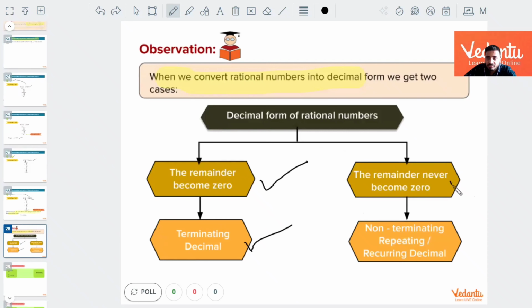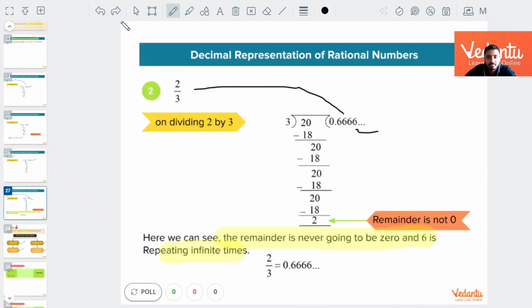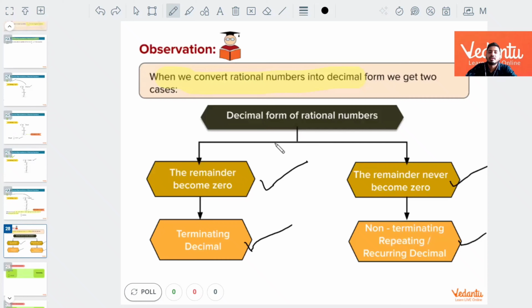When the remainder never becomes 0, it is non-terminating, repeating, or recurring. See this example. The remainder is not 0, and the quotient is continuously repeating. So the decimal number here is continuously repeating. The other word for it is recurring. Clear? Just see once again. When the remainder becomes 0, it is known as a terminating decimal. And when the remainder is not 0, then it is known as a non-terminating, repeating or recurring decimal. Clear? Yes. Excellent.